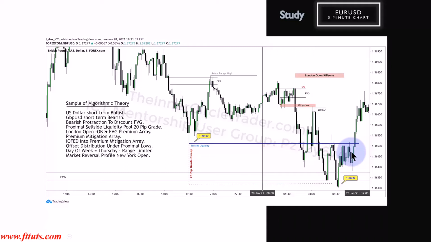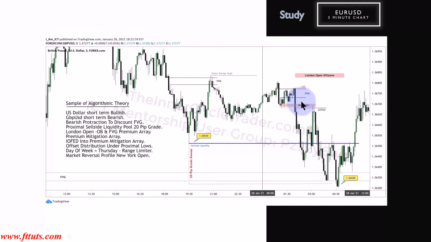So at the end of London Open kill zone here, we're not concerned about it until we get to New York. Okay, so we have London Open bearish order block here and the top end of the fair value gap, which is a premium array. So we have the premium mitigation array here, and then the institutional order flow entry drill into premium mitigation array, which is here. Remember, we're looking for the single one candles that go one directional, where it begins and ends for that fair value gap, or in this case, it's a SIBI, sell side imbalance, buy side inefficiency.